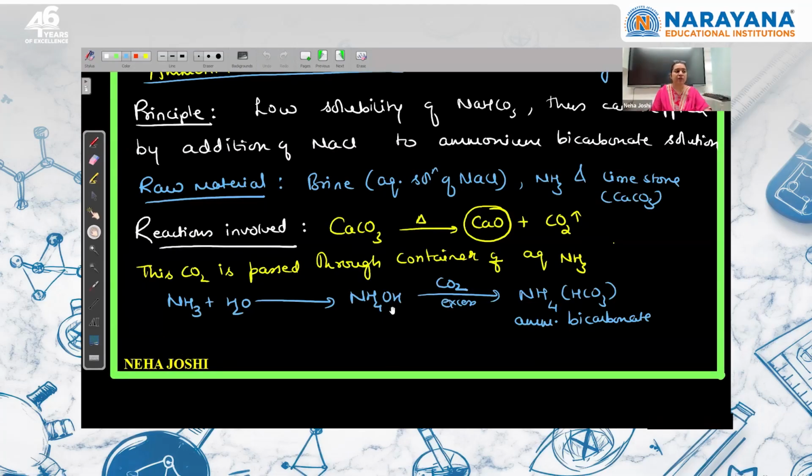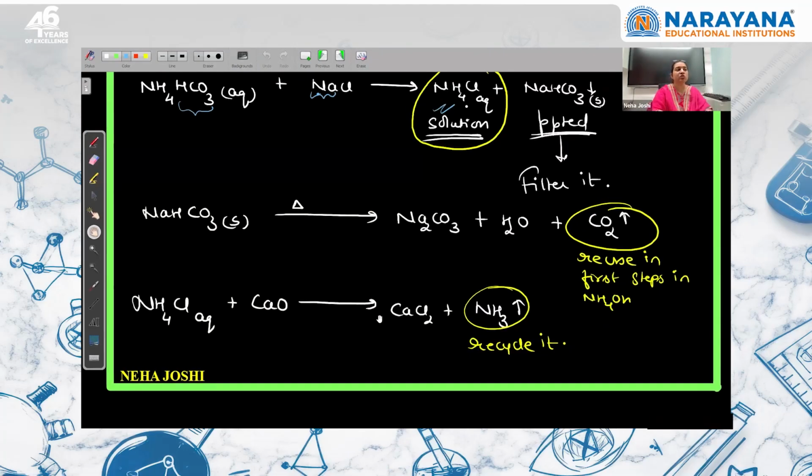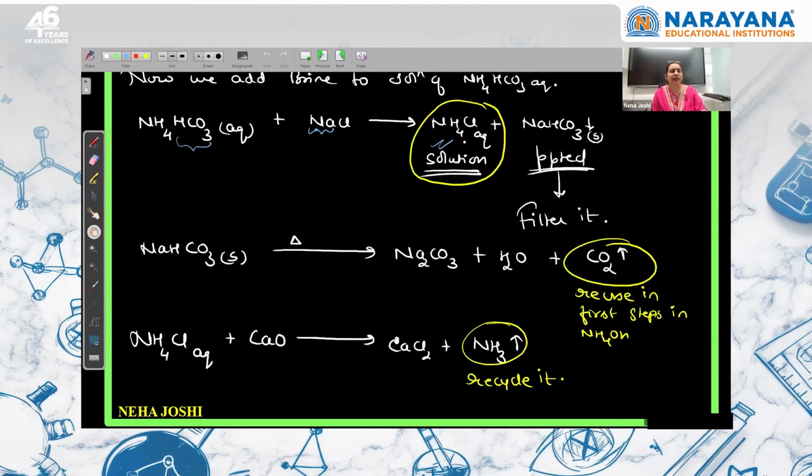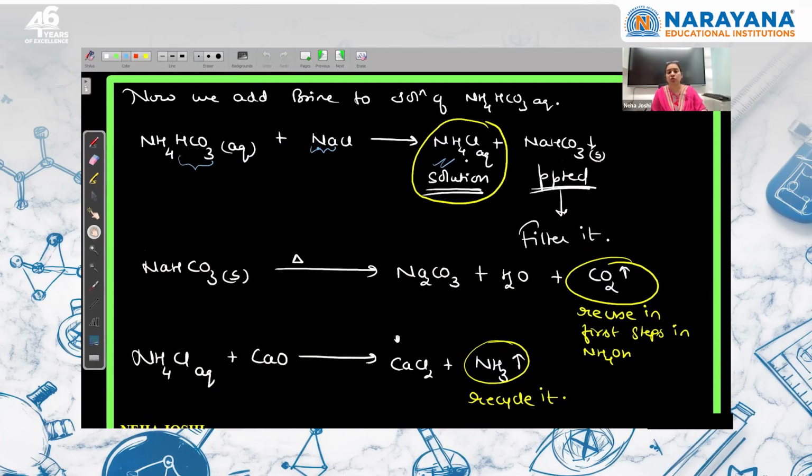So net, if we work with 100% efficiency, that is no loss of any byproduct, then you will have a very cost effective method of preparation of washing powder. But yes, this is a theoretical thing that you will be 100% efficient. You will have some losses, but still due to this recycling, things are maintained at lower cost for Na2CO3·10H2O.